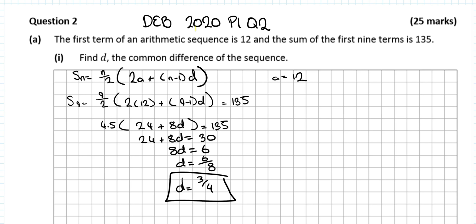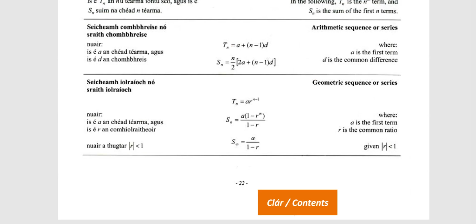Yeah, so we're looking at DEB 2020, paper 1, question 2, and it's a sequence and series question. The first term of an arithmetic sequence is 12, so that's a is equal to 12, and the sum of the first 9 terms is 135. So you need to go to your log tables and make sure you're looking at the arithmetic sequence, the sum of an arithmetic sequence.